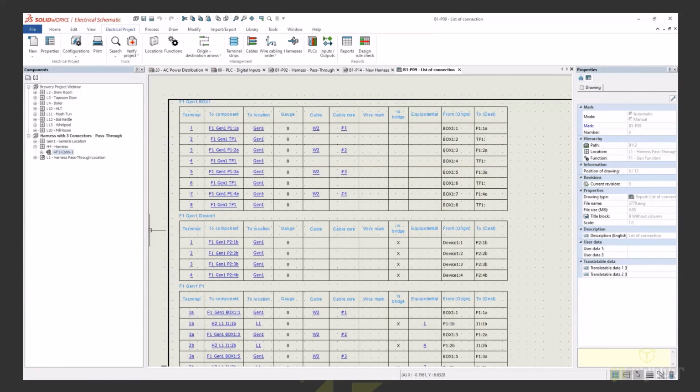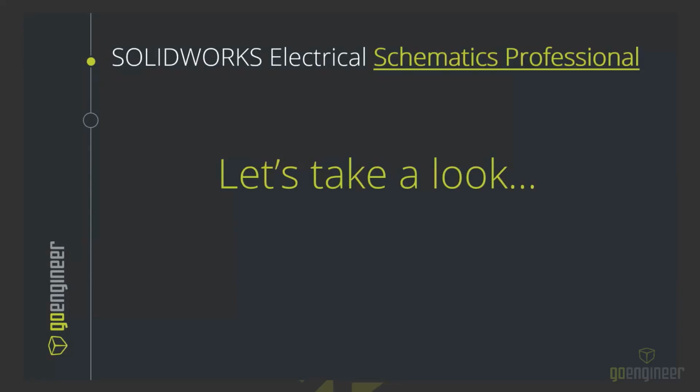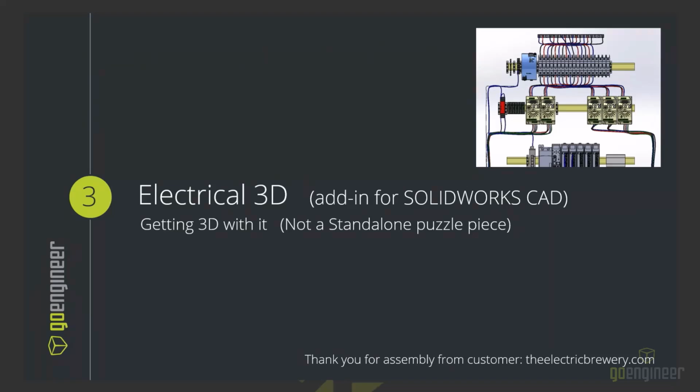So let's talk about the next product here. We talked about Schematics Standard. We've talked about Schematics Professional. So now let's bring up the PowerPoint here again, and let's talk about Electrical 3D. So what is Electrical 3D? The biggest part of Electrical 3D, and you'll see I make reference to this on the next page, is a digital twin.